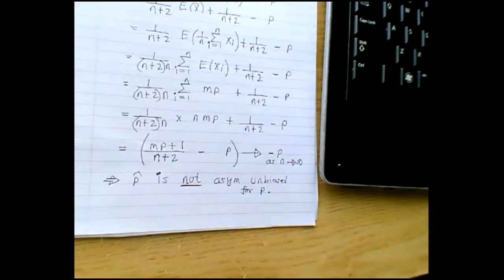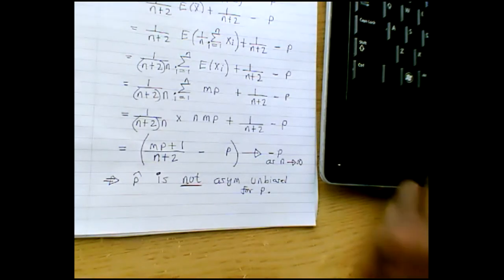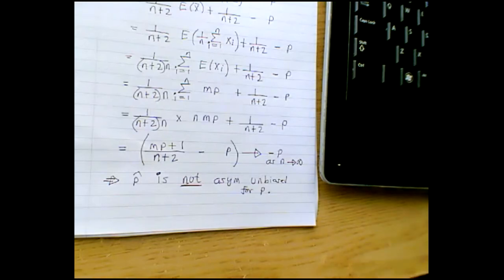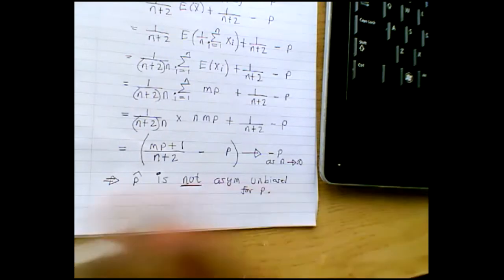All right, are you okay with this, guys, or no? Remember the definition of asymptotically unbiased, guys. The definition says that the limit of the bias must be 0, but in this case it is not 0. So the estimator is not asymptotically unbiased. Are you okay with this, guys? So this is part 1 of question 10.